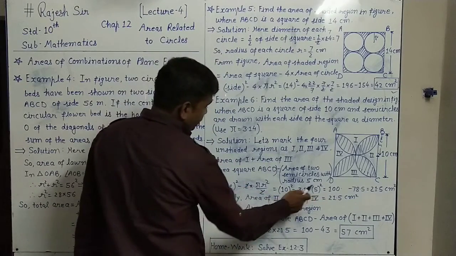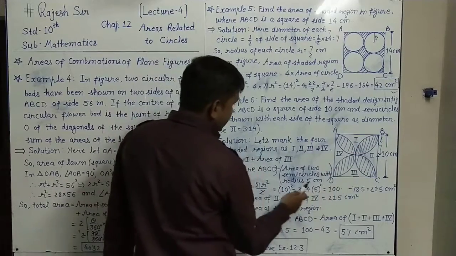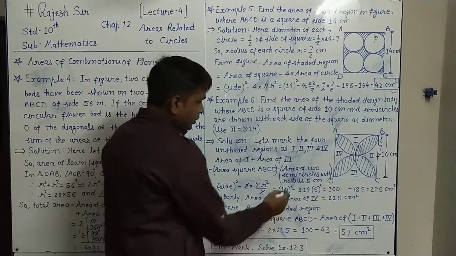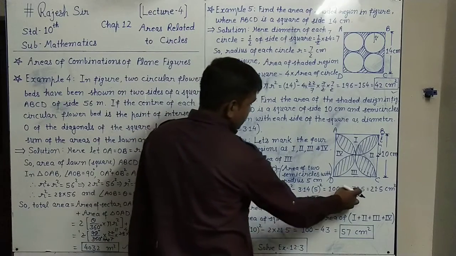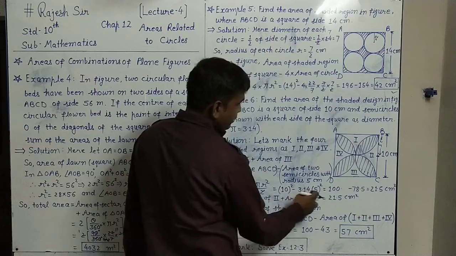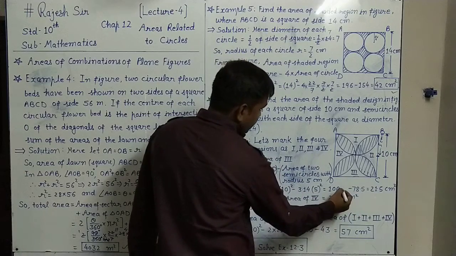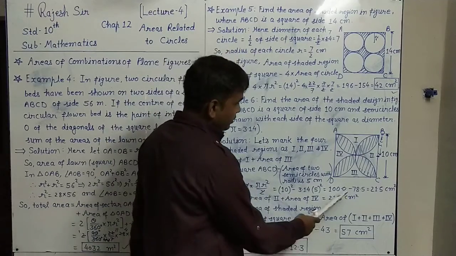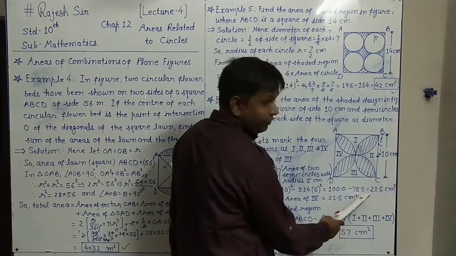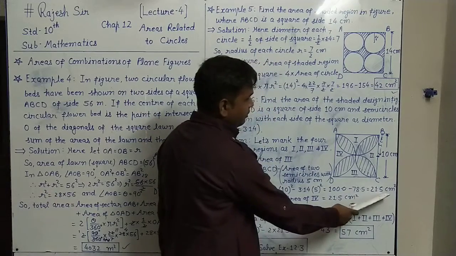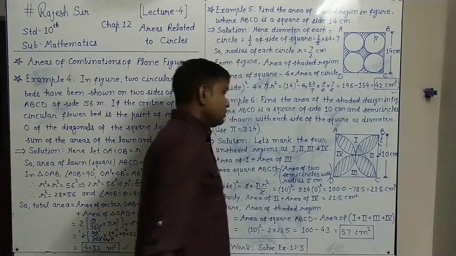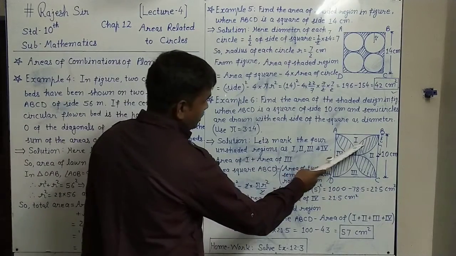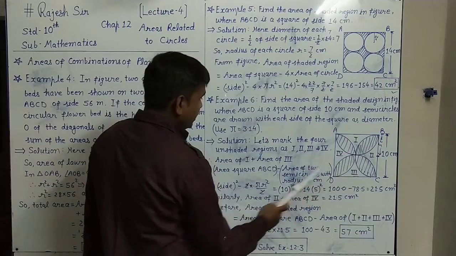Pi is 3.14 and r is 5. Radius is 5 and it's squared. So it is 10 square, 100, minus 5 square, 25, into 3.14, which will give 78.5. So 100 can be written as 100.0. And then subtracting 78.5 from 100, we will get 21.5 centimeters square. This 21.5 centimeters square gives the sum of the area of region 1 plus area of region 3.